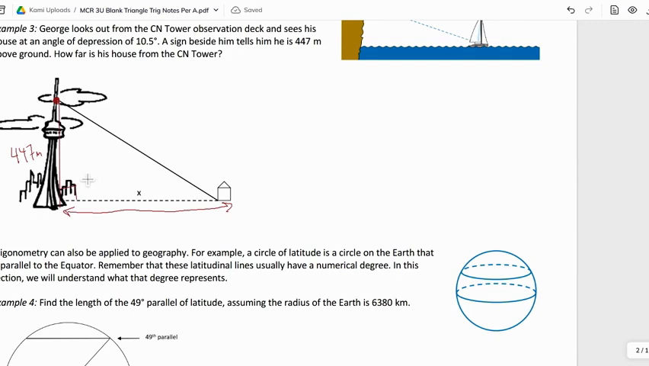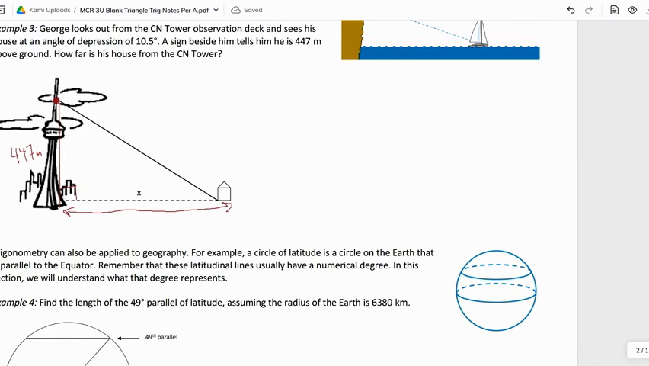Next, we are told that from where he stands, the angle of depression is 10.5 degrees. Now, George spent some time in Miss Sly's class, and he remembers that when you do the angle of elevation, you put your arms out, you drop one arm, and that the angle of elevation is where her head is.